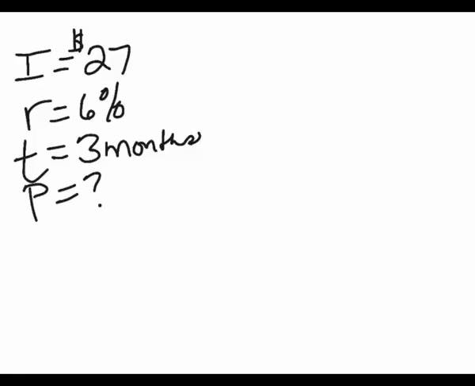Okay? So now we're going to go through the checklist. I is in dollars. Good. R is in percent. Nope, can't be in percent. It has to be converted into a decimal. So I'm going to have 0.06. T is in months. Nope. Remember, unless otherwise stated, T has to be in years. So I'm going to have to convert this to years.